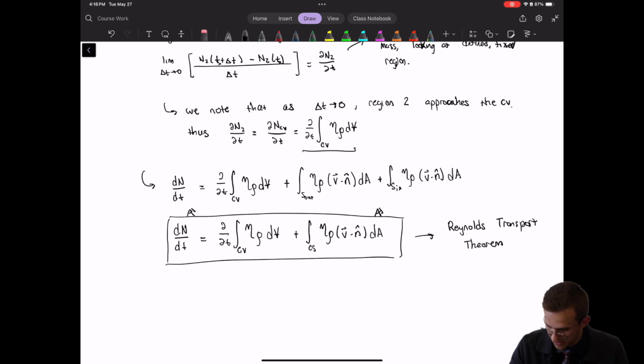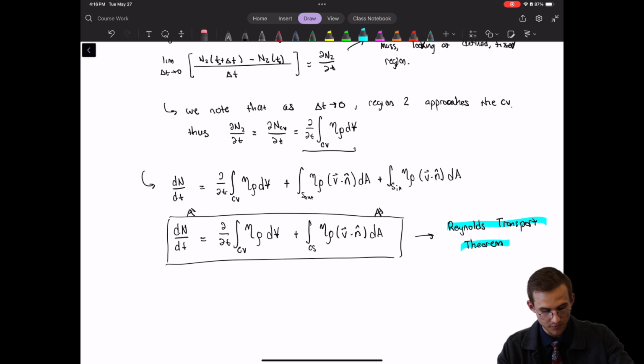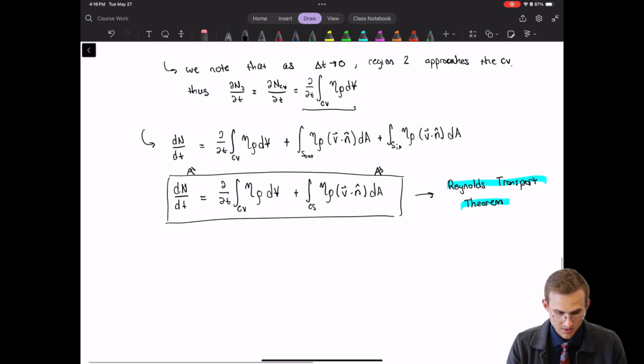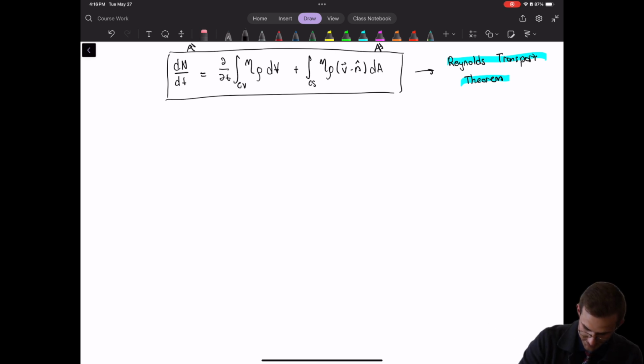Okay, it's essentially a conservation law, to put it simply. And like I said before, it's a starting point for many types of fluid mechanics analyses. Okay, so let's go ahead and work with this theorem a little bit. What can it tell us? What kind of equations can we develop? Well, let's start with just conservation of mass.